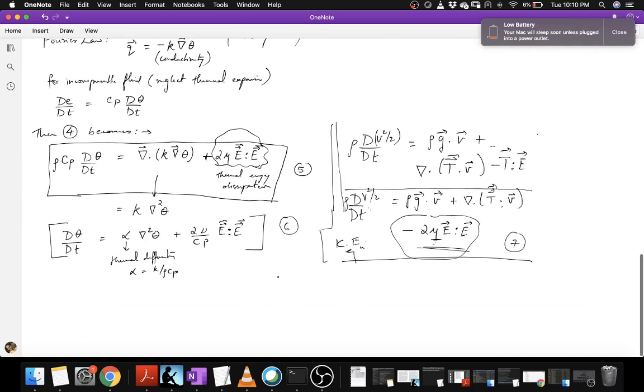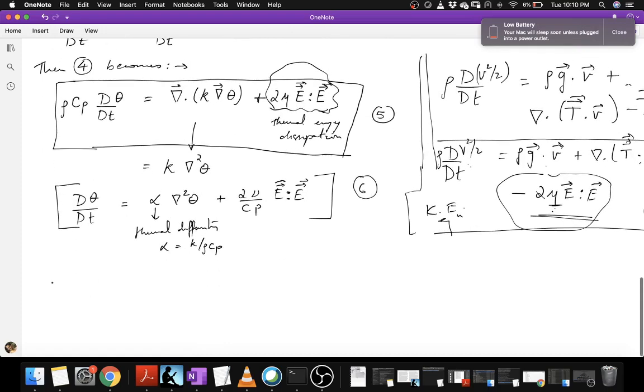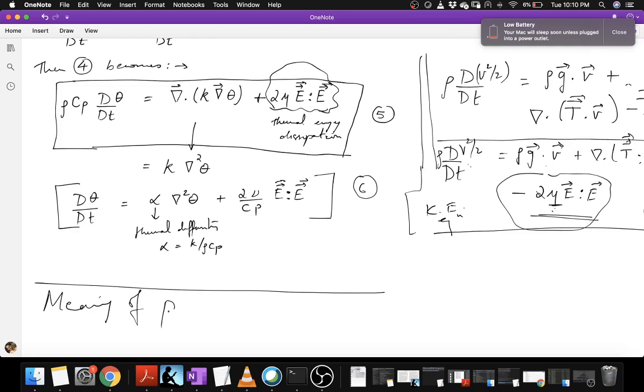Alright, so that brings us to the end of our derivation of the thermal energy equation. But at this point, before moving on to mass conservation, it would be nice to make a few statements about the meaning of pressure in the incompressible equation, since it also has some relationship with the thermal equation for temperature. So let's do that before moving on to the mechanical energy equation. So, the meaning of pressure in an incompressible fluid.